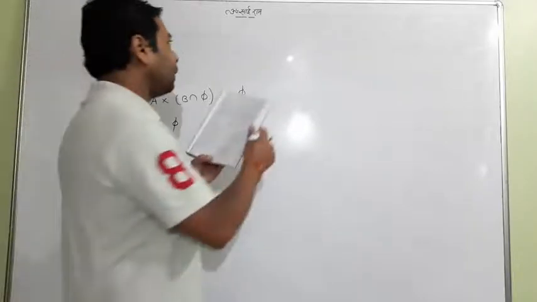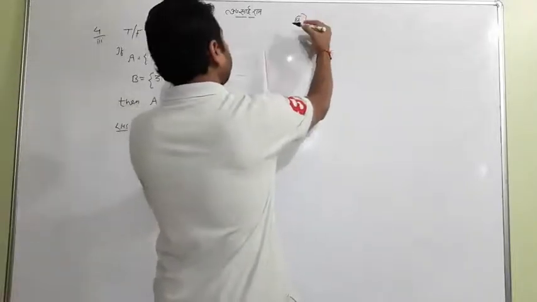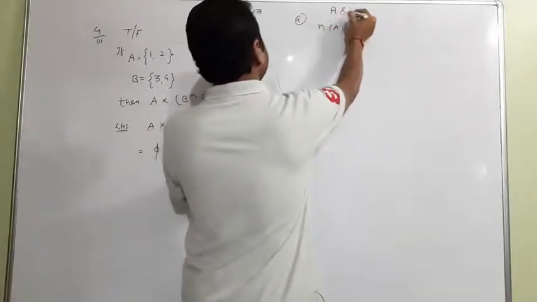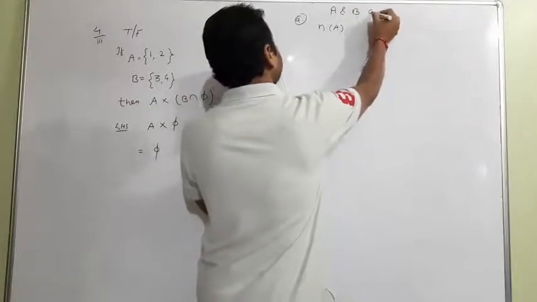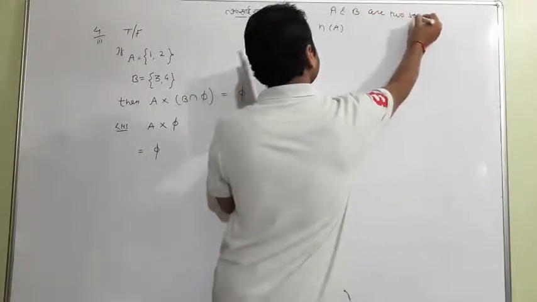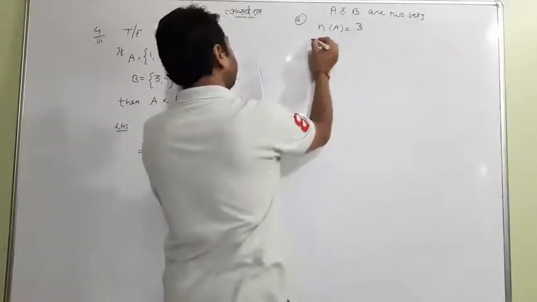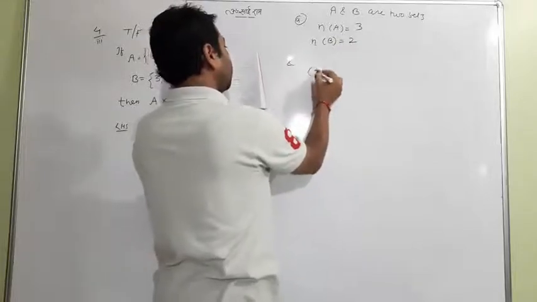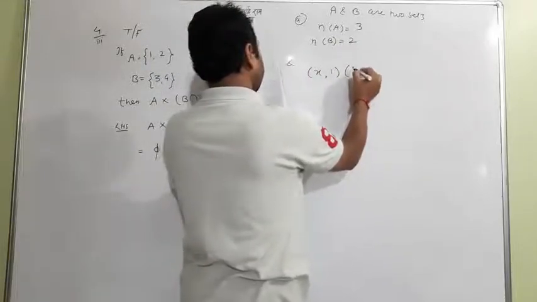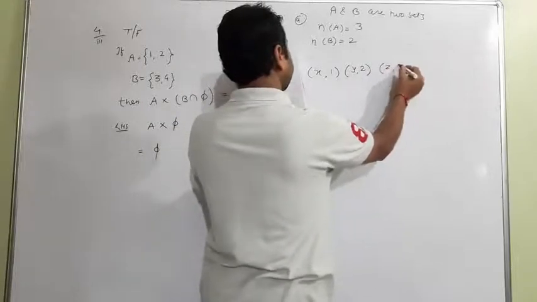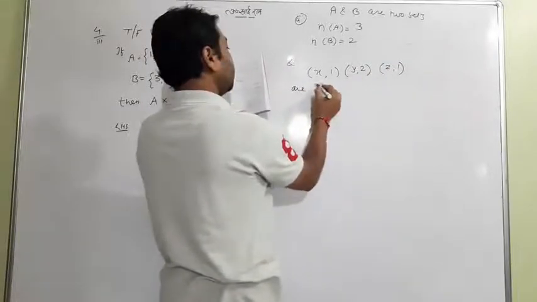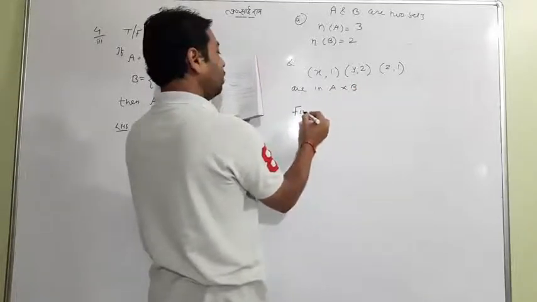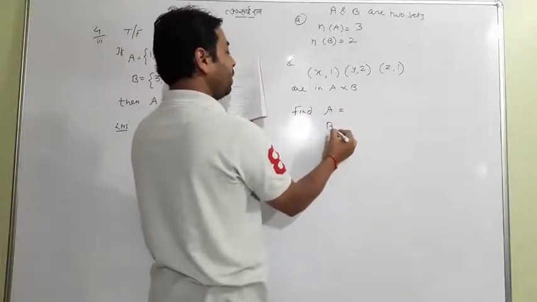We have a question on number 9. Can you see? The ninth one. It says A and B are two sets such that n of A is 3 and n of B is 2, and a few elements like x1, y2, z1 are in A cross B. So find the set A and set B.